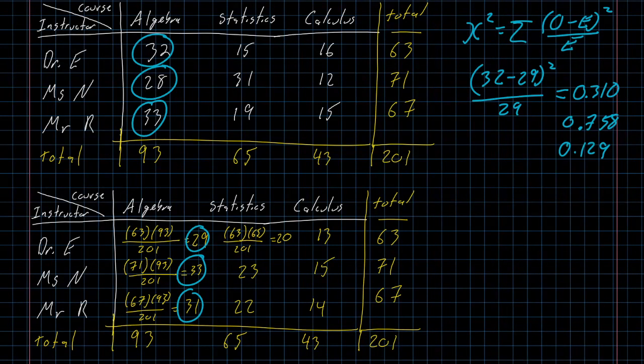Right, go on to statistics. Compare 15 to 20. 15 minus 20 is -5. -5 squared is 25. 25 divided by 20 is 1.25. 31 minus 23 is 8. 8 squared is 64. 64 divided by 23 is 2.783.